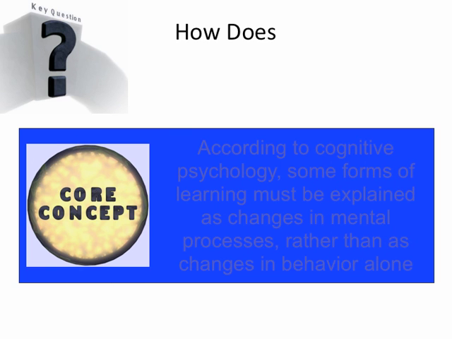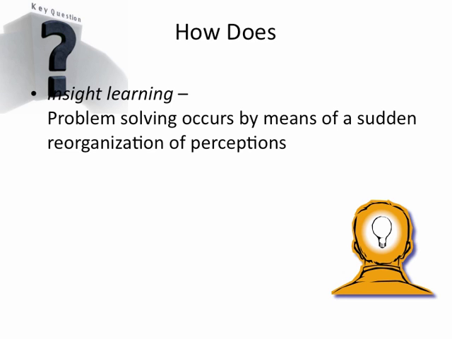So, how does psychology look at process in different ways? According to cognitive psychologists, some forms of learning must be explained as changes in mental processes rather than changes in behavior alone. So, cognitive psychology is taking everything that we're talking about and applying it. Insight learning is one of the first ones. Insight learning is problem solving that occurs by means of sudden reorganization of perceptions. I'm going to give you a great example in class. I can't wait to trick all of you.